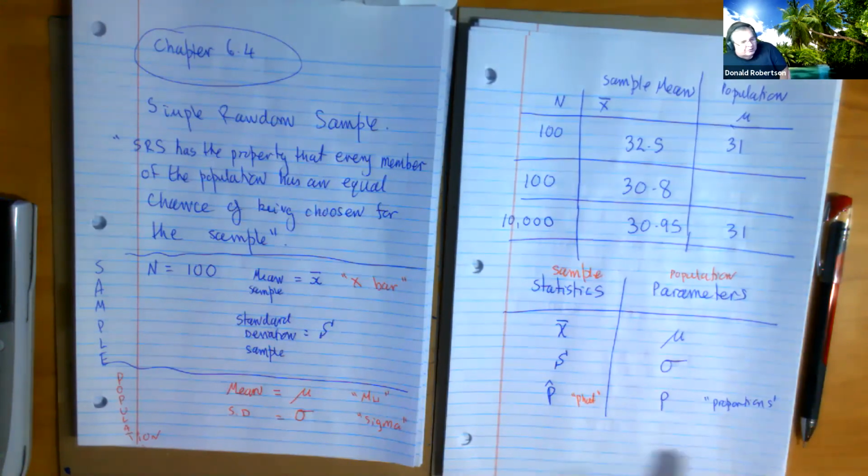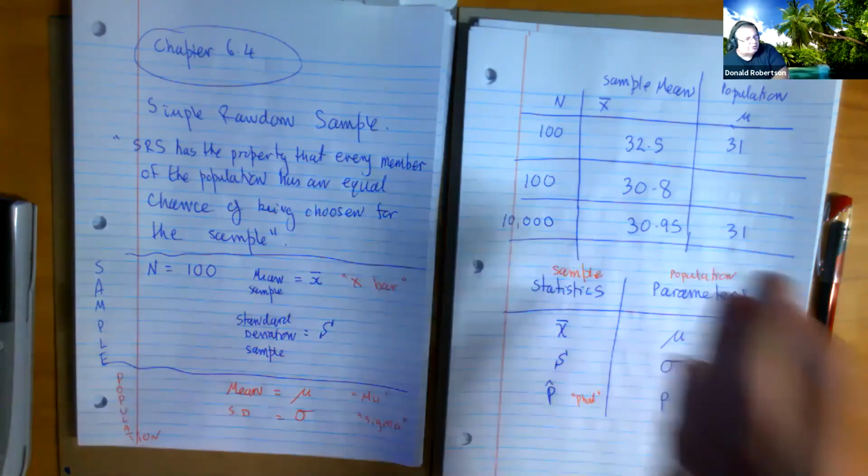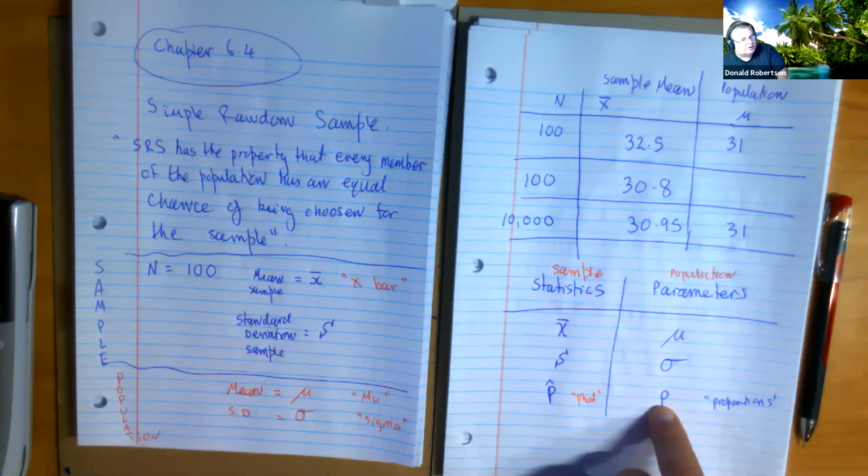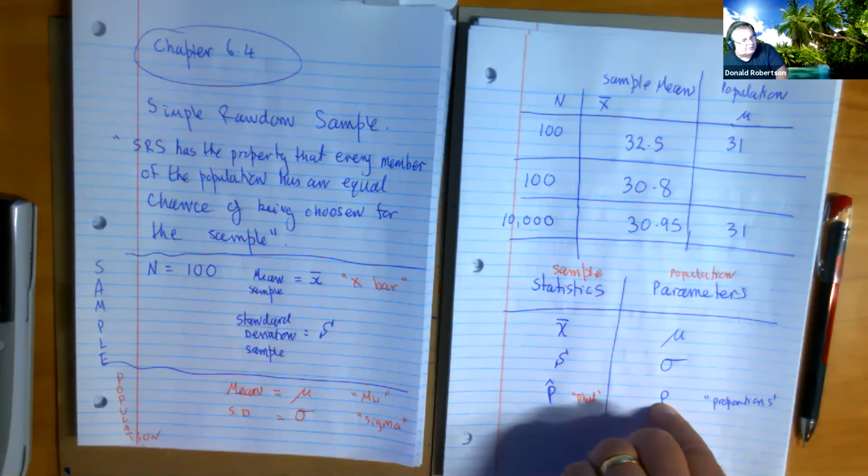So I might ask 100 people, are you going to vote in the next election? P hat is what my sample said. I asked 100 adults and 72 of them said yes. So P hat would be 72. This number is the population number. Isn't this actually, once the election's over, what percentage of adult Bremerton people did in fact vote?